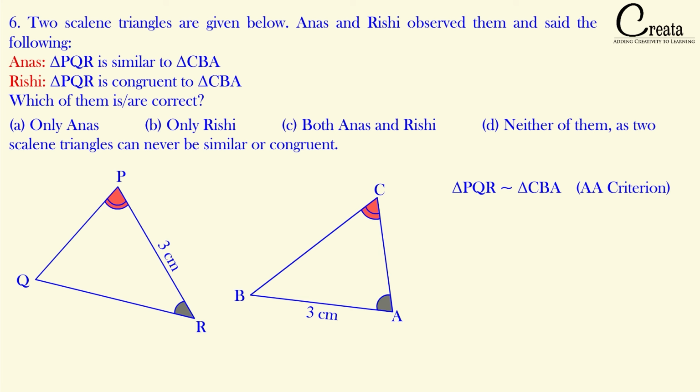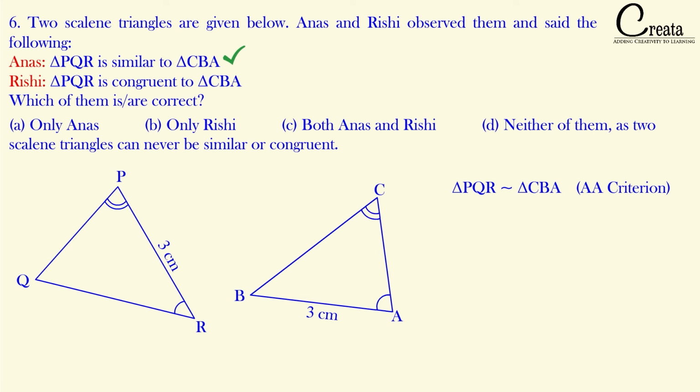But the important thing is how you write the similarity. Here the corresponding angles should match with each other. The triangle PQR is similar to: P should match with C, so the first component will be C. The second component should match with Q, that is B. And the third component should match with R, that is A. So we can say triangle PQR is similar to triangle CBA. So Anas is right. We got the two triangles as similar.